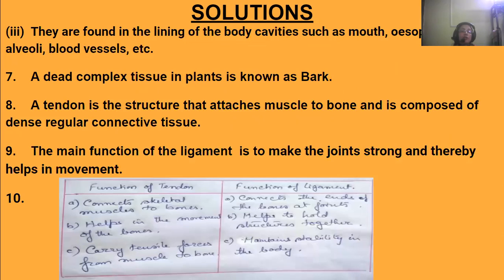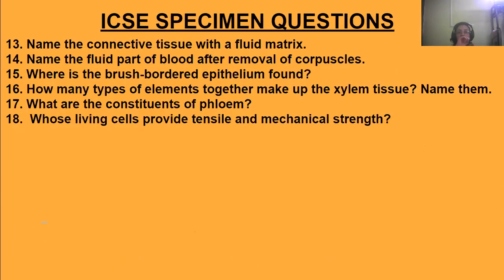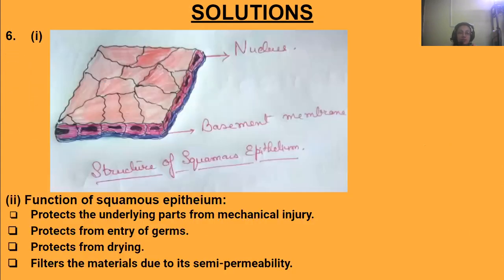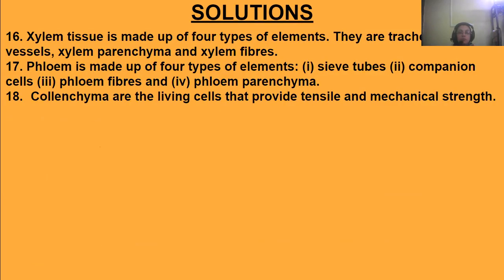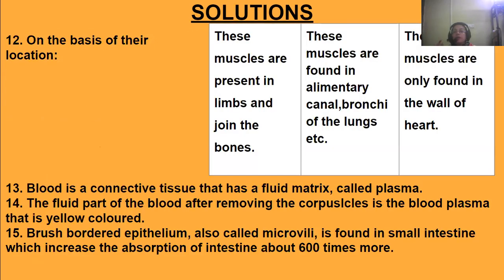Next question is 14. Name the fluid part of the blood after the removal of the corpuscles. Again, it's the plasma. After removing the corpuscles, the fluid matrix which is left behind in the blood, that is the plasma. Now, where is the brush-bordered epithelium present? Brush-bordered epithelium means the epithelial cells which have microvilli, and that is present in the small intestine.